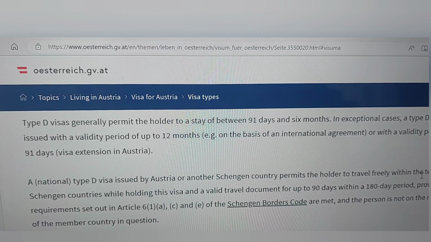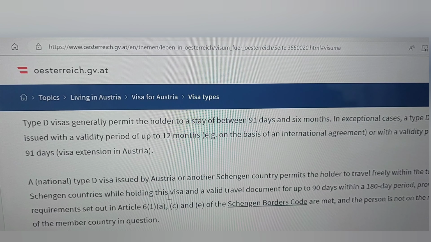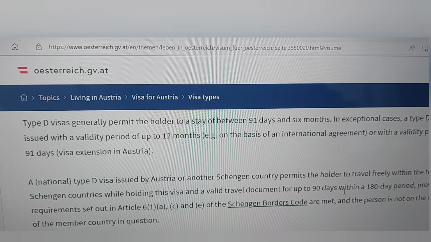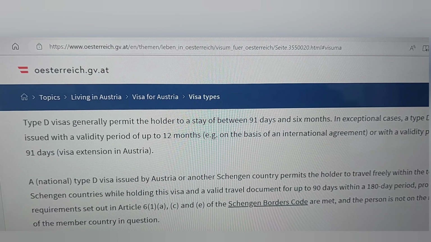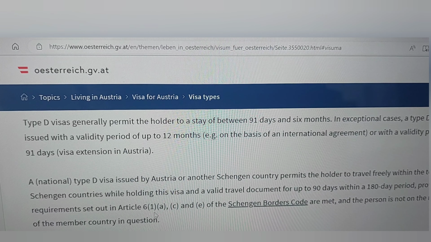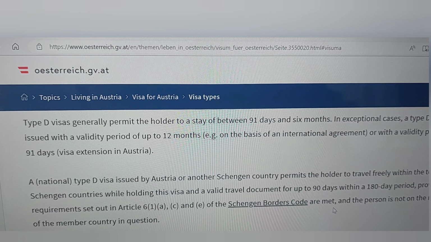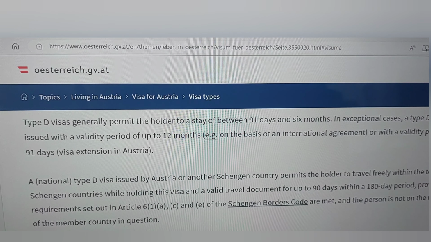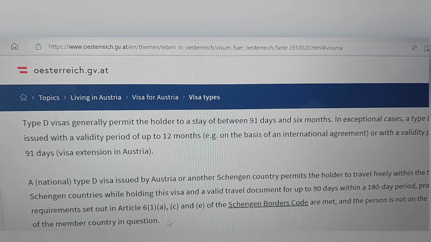A national type D visa issued by Austria or another Schengen country permits the holder to travel freely within the territory of the other Schengen countries, which I have mentioned above, while holding this visa and a valid travel document for up to 90 days within a 180-day period, provided that the entry requirements set out in Article 6, subsection 1, points A, C and E of the Schengen Border Code are met, and the person is not on the national list of alerts of the member country in question. Okay, take note, guys.